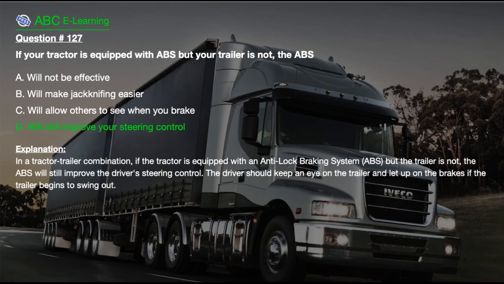The correct answer is here. D. will still improve your steering control. Explanation. In a tractor-trailer combination, if the tractor is equipped with an anti-lock braking system, ABS, but the trailer is not, the ABS will still improve the driver's steering control. The driver should keep an eye on the trailer and let up on the brakes if the trailer begins to swing out.